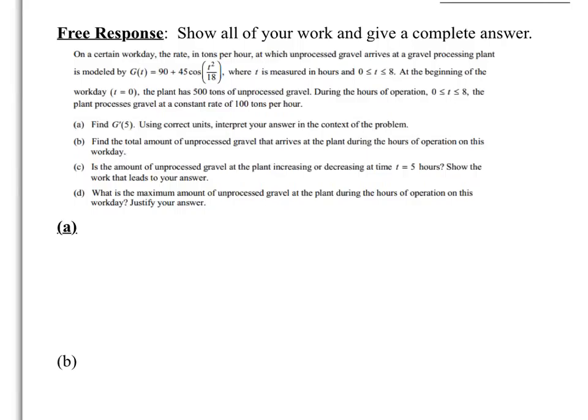We are looking at the free response question from our last assessment, and the one we're going to begin our discussion about is one where you're given two rates of change. We are told, first of all, the rate in tons per hour. That's very important to get those units straight. So a lot of times I'll just write it on the side. It's tons per hour. And this is the rate at which the gravel arrives. Okay, so it's coming into the plant.